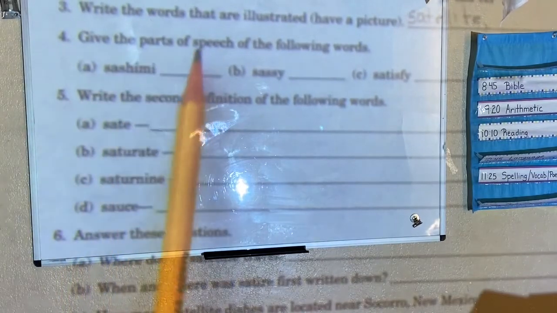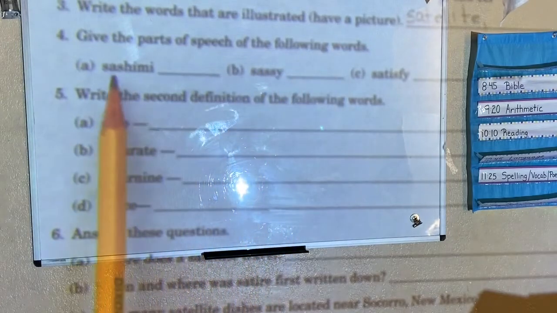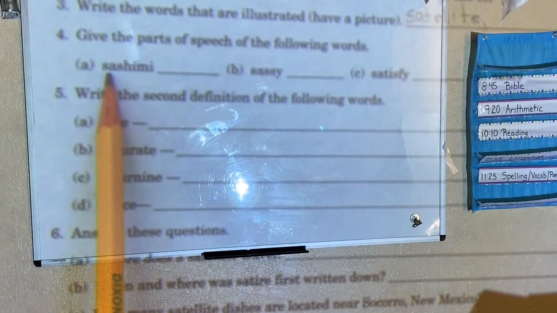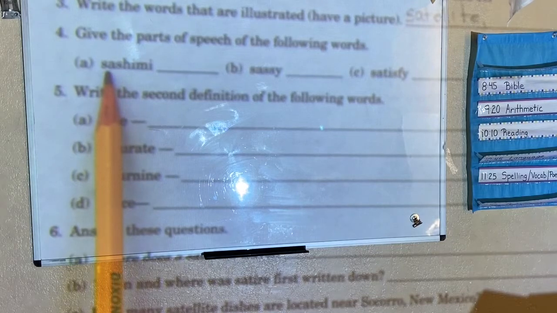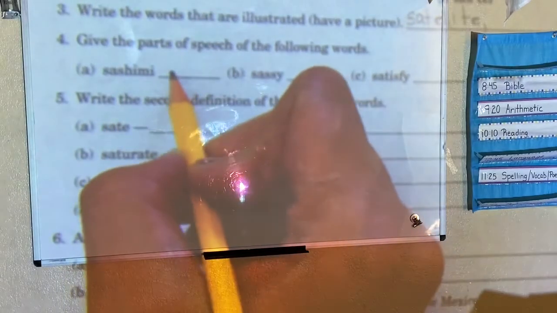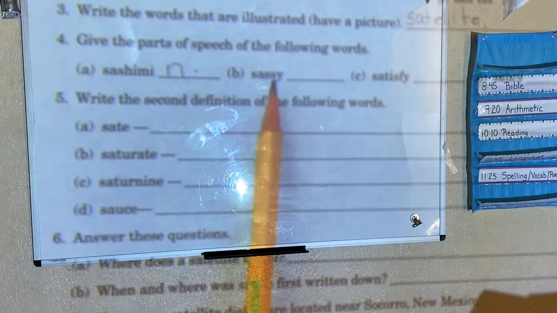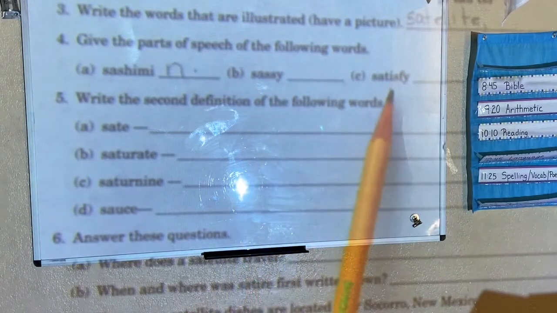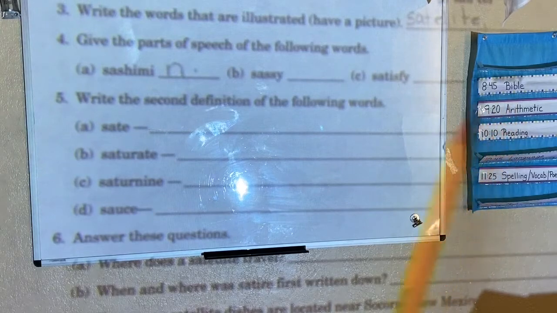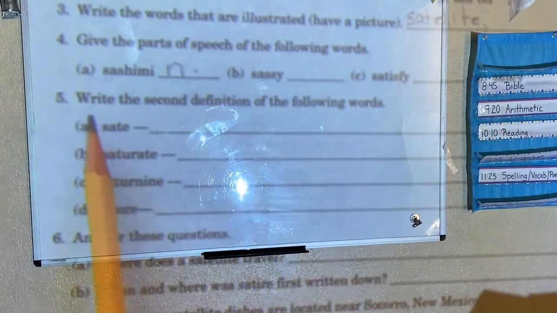On number 4, give the parts of speech of the following words. So we have letter A, sashimi. Is that a verb? Is that a noun? Is that an adjective? What type of word is that? Sashimi, and that's going to be a noun. So we put an N. So you have to figure out what sassy, satisfied, and saucy are, what type of words those are.